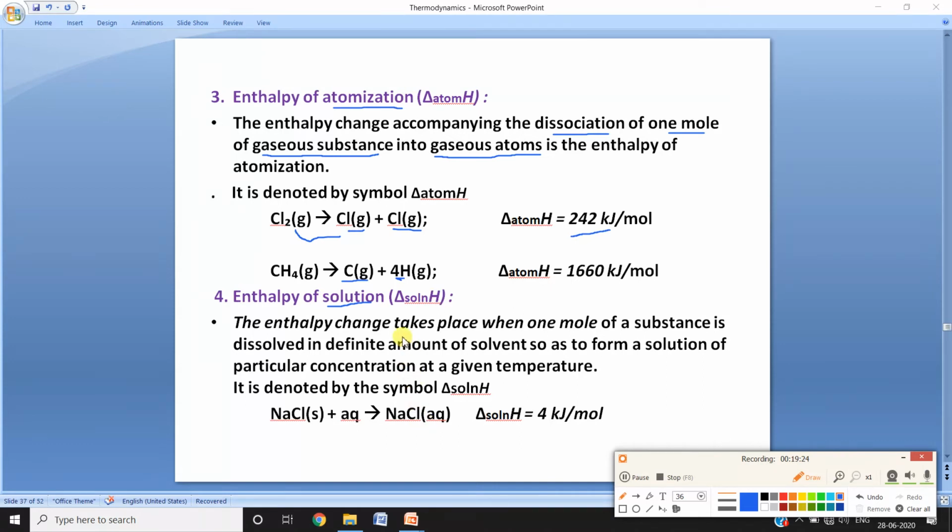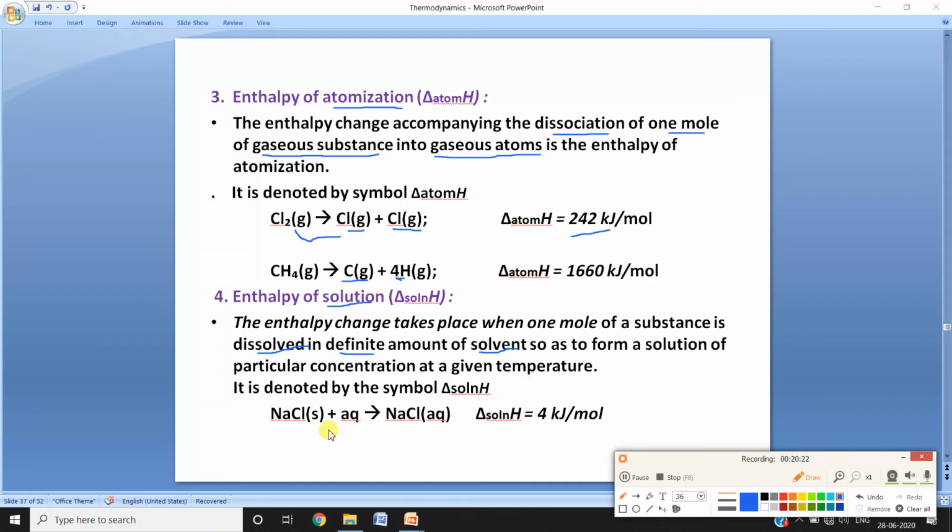And how to define the enthalpy of solution? The enthalpy change that takes place when 1 mole of substance or solute is dissolved in a definite amount of solvent so as to form a solution of particular concentration at a given temperature is called the enthalpy of solution.